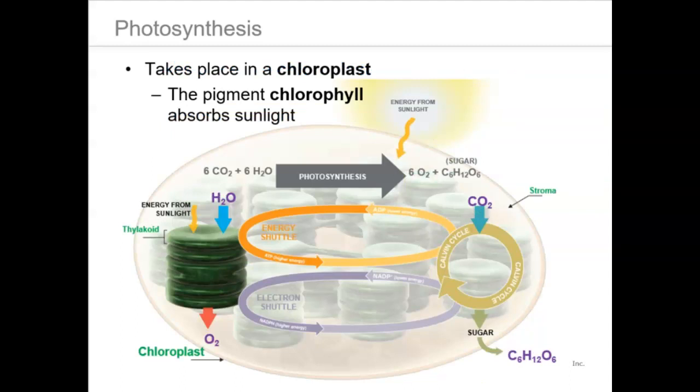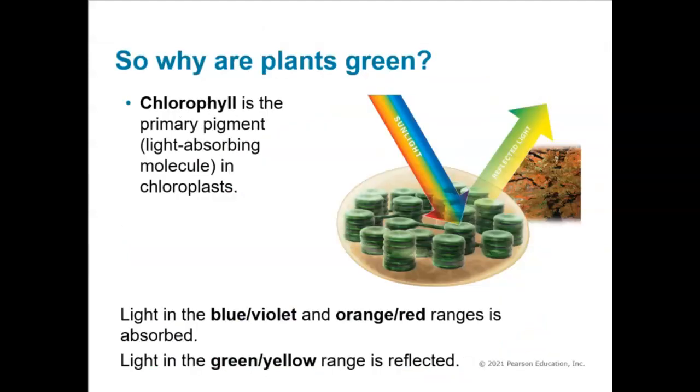Photosynthesis takes place in a chloroplast, and the pigment chlorophyll is what actually absorbs sunlight in the chloroplast. Chlorophyll is the primary pigment, and a pigment is just a light-absorbing molecule in chloroplasts. And so that is why plants are green. Light in the blue, violet, and then the orange-red ranges is going to be absorbed by that pigment, but light in the green and yellow range is going to be reflected, which is why plants appear green.